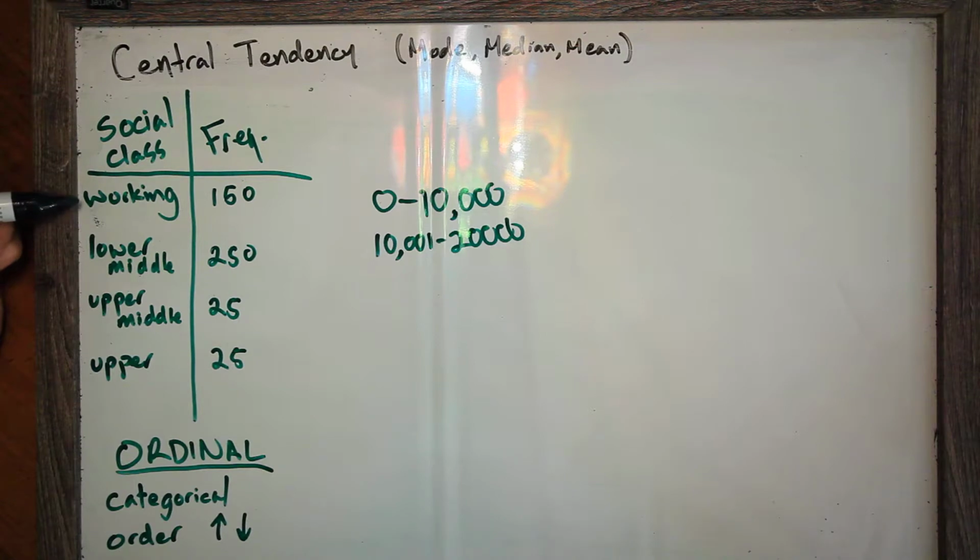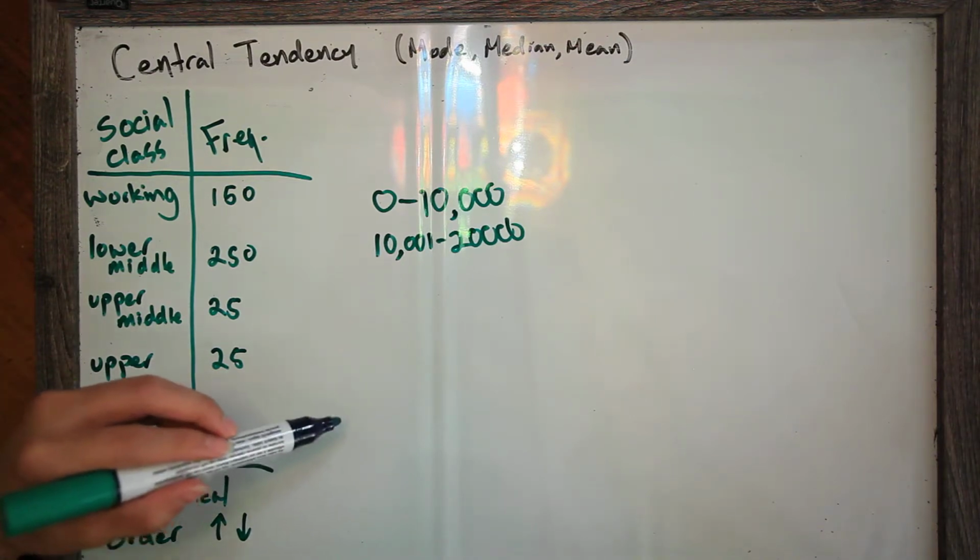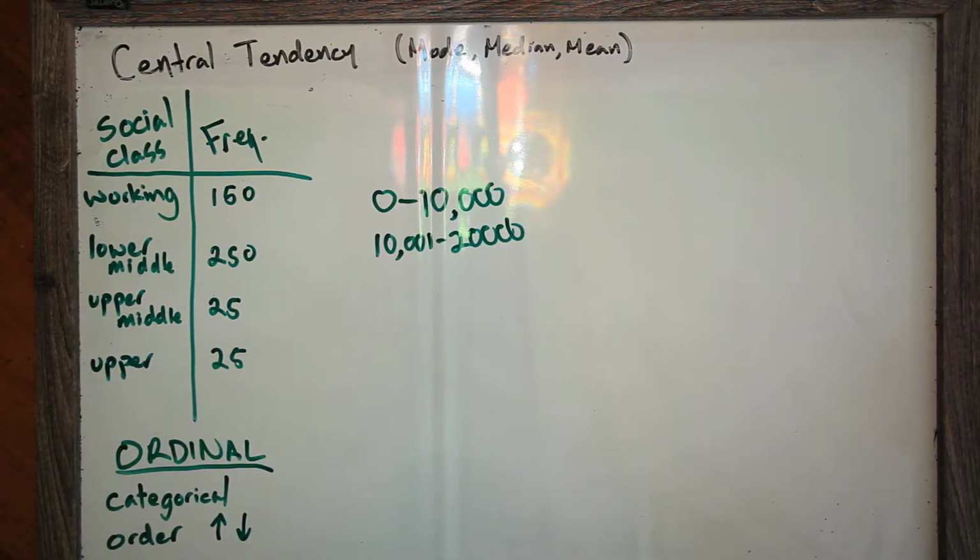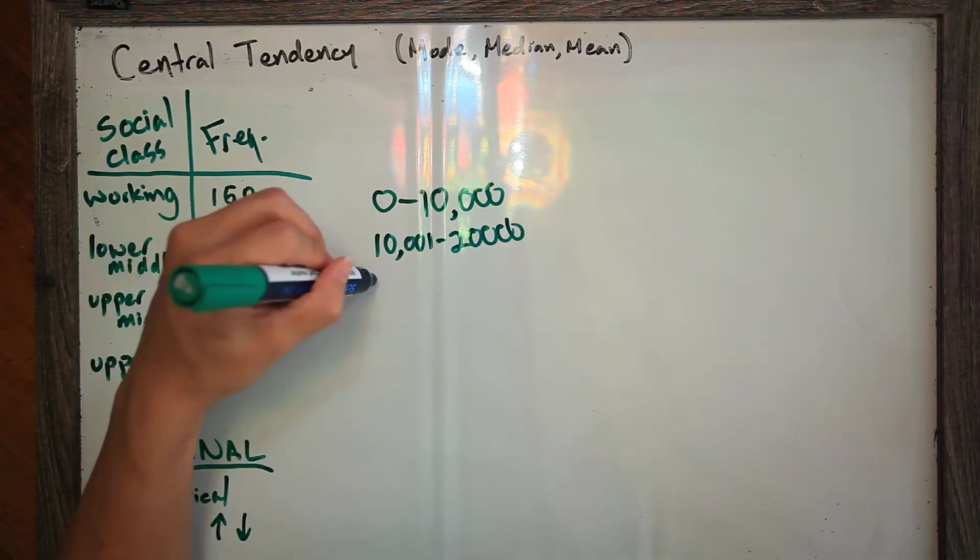That means that working class is always going to be lower than lower middle class, and that's always going to be lower than upper middle class, and that's always going to be lower than upper class. If you put these in any other order, it wouldn't make any sense. So that's how you know that it's ordinal. In our last example, when we had spring, summer, etc., you can put them in any order and it'll be just the same.